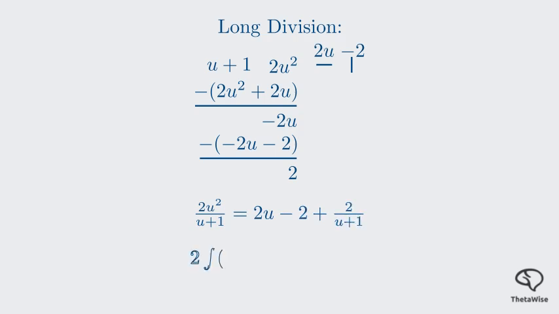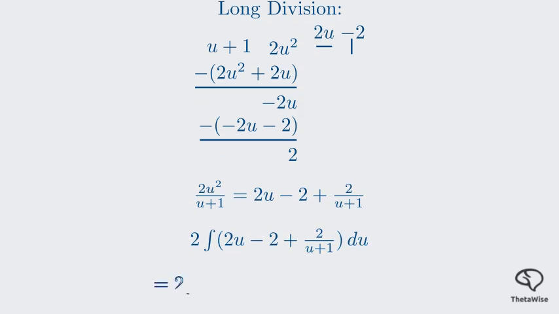Our integral now becomes 2 times the integral of this simplified expression. We can now integrate term by term. The integral of 2u is u squared. The integral of 2 is 2u. The integral of 2 over u plus 1 is 2 times the natural log of the absolute value of u plus 1, and of course the constant c.